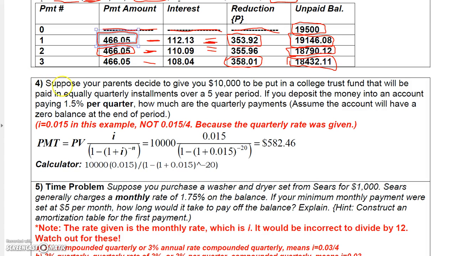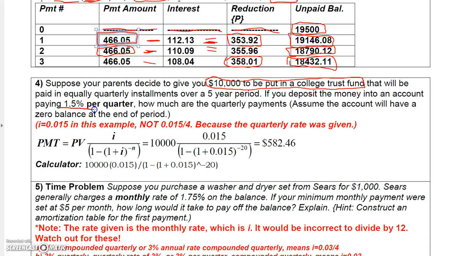So let's take a look at number 4. Number 4 says your parents give you $10,000. Well, actually they don't give it to you. Here's what they do. They put it in a college trust fund, and that's going to be paid to you in equal quarterly installments over a 5-year period. Now, the money is going to earn 1.5%.